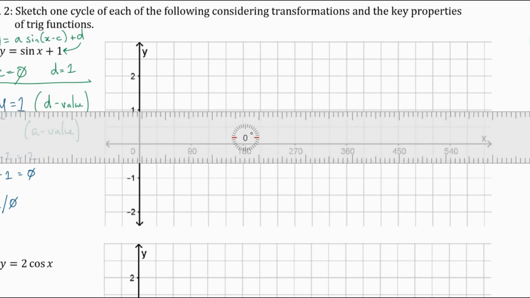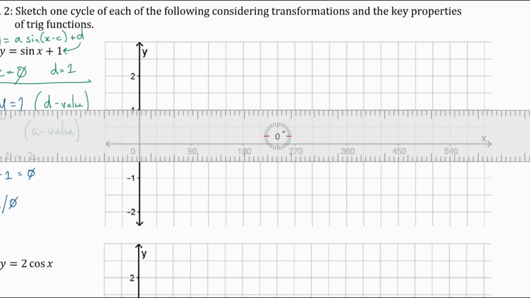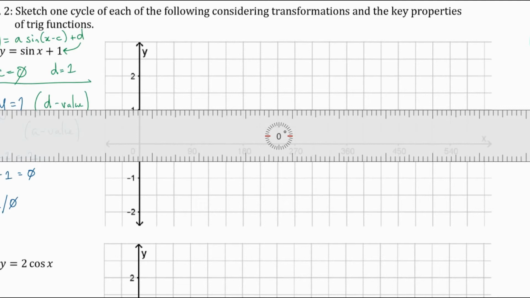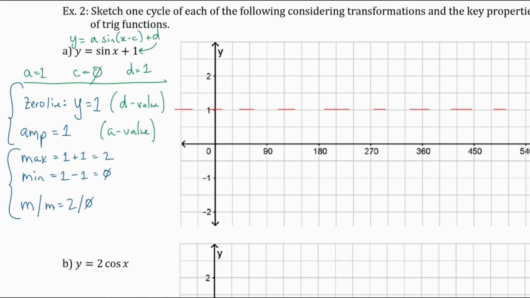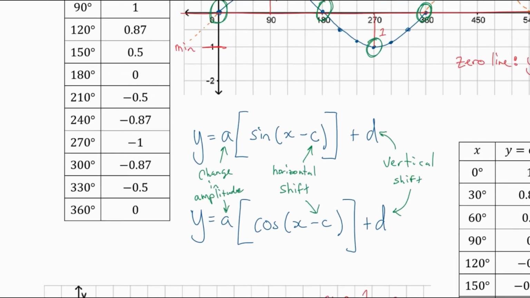So my zero line is y equals 1. I'll do it in a different color. And sine starts on the zero line. And it starts at 0 unless it has a horizontal shift, but we're not doing those today either. Then it goes to the maximum. Now, this is one thing I haven't talked about, okay?